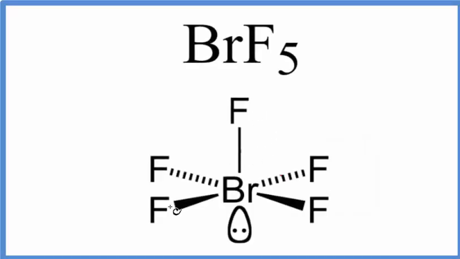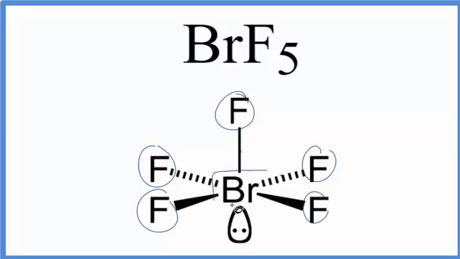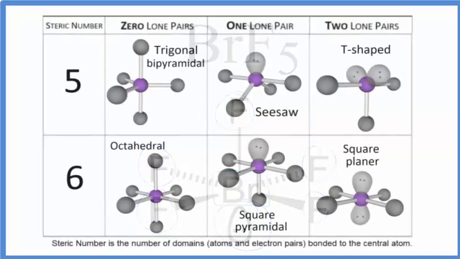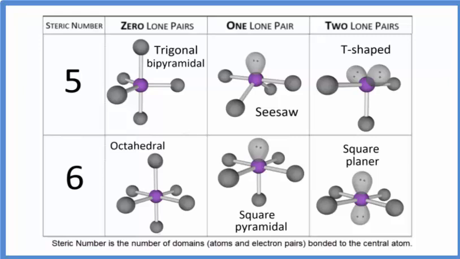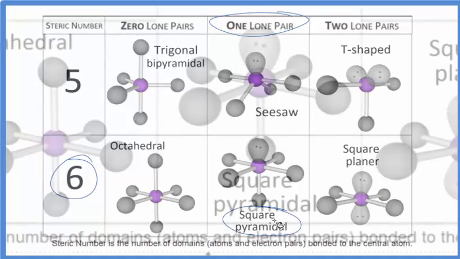So remember we said we had 1, 2, 3, 4, 5 atoms attached to our central bromine and a pair of non-bonding electrons. Let's take a look at this table here to help figure out the molecular geometry. So we said we had 5 atoms and 1 pair of electrons. So we have 6 things attached to the central atom. And we have 1 lone pair. That means our geometry, like we said before, is square pyramidal.